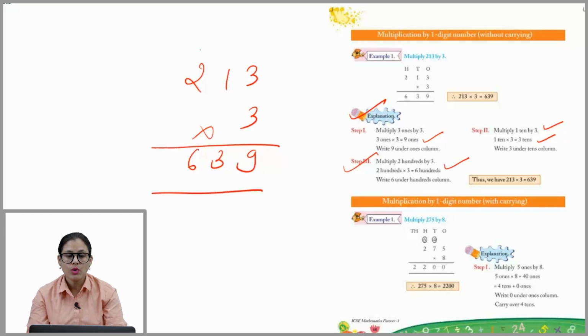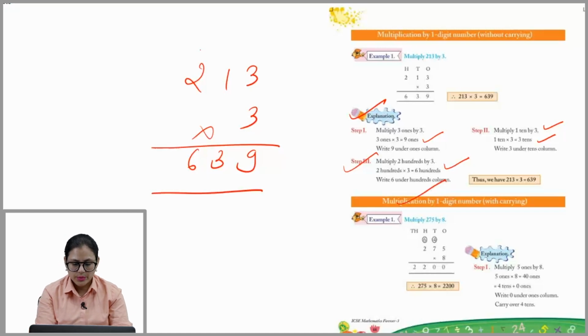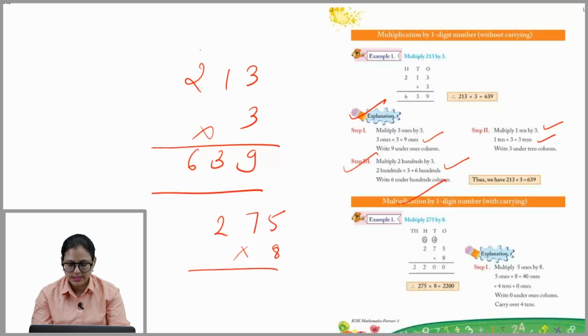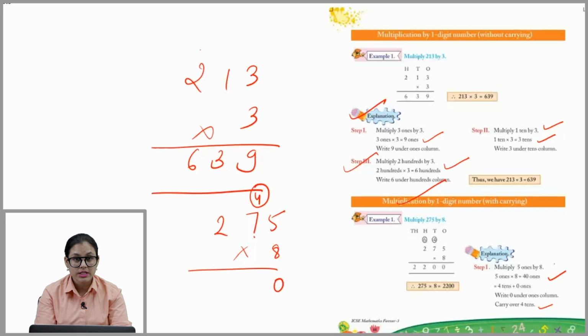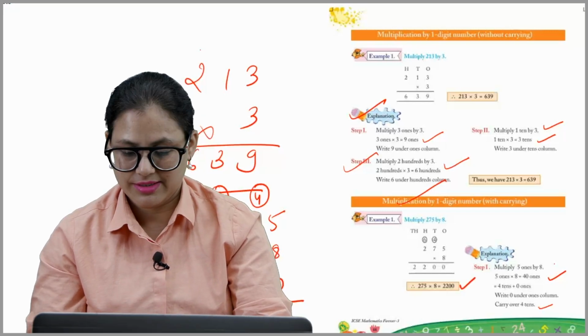Okay. Now multiplication by 1 digit number with carrying. Okay. So we have to multiply 275 by 8. Okay. So first we will multiply 5 ones by 8. 5 ones into 8 is equal to 40 ones. Means 4 tens plus 0 ones. So we will write 0 under the 1's column and carry over 4 tens. 8 5s are 40. We will write 0 here and 4 here. 8 7s are 56 plus 4, 60. 6 carry. 8 2s are 16 plus 6, 22. Okay. So this is the product.